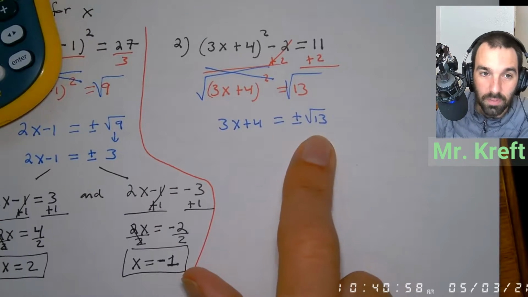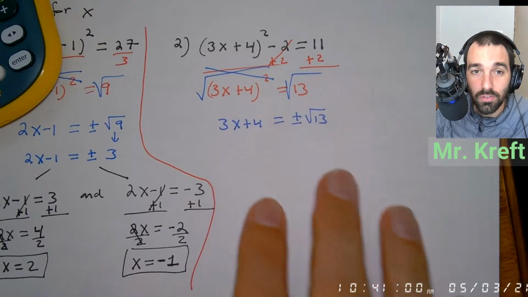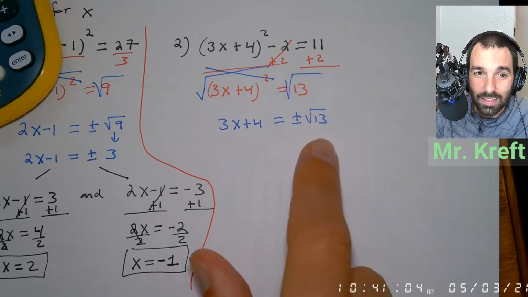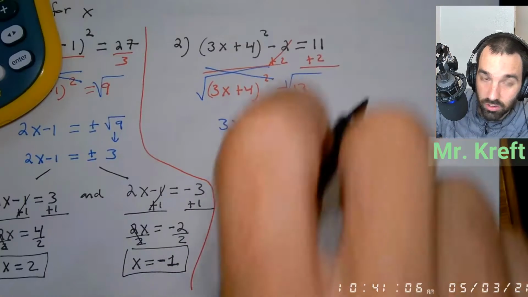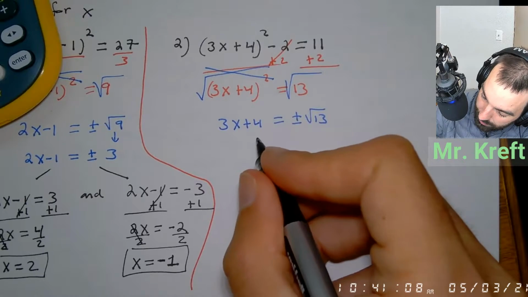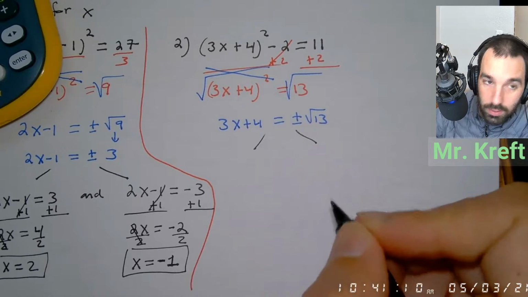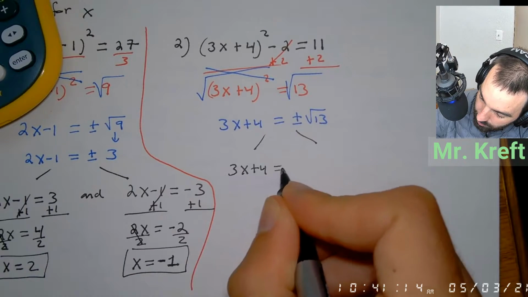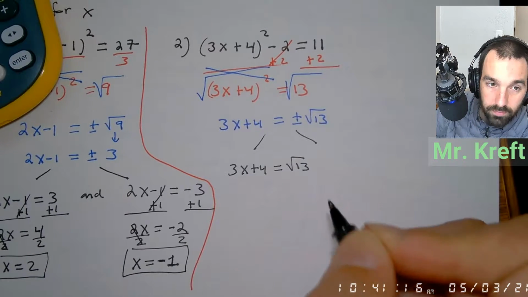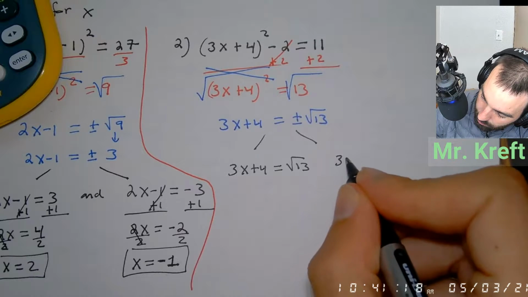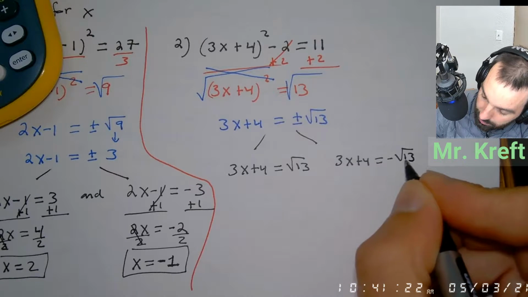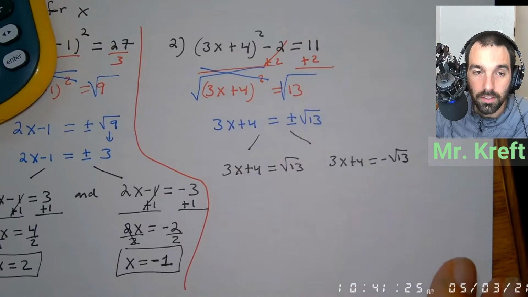So what do we do when we get a square root? We're going to learn more about this today, so this is a great segue into what we're going to do. For right now, we can just leave it. From here, we're going to write two equations. We're going to have 3x plus 4 equals square root of 13, and 3x plus 4 equals negative square root of 13. Notice how the negative's on the outside.